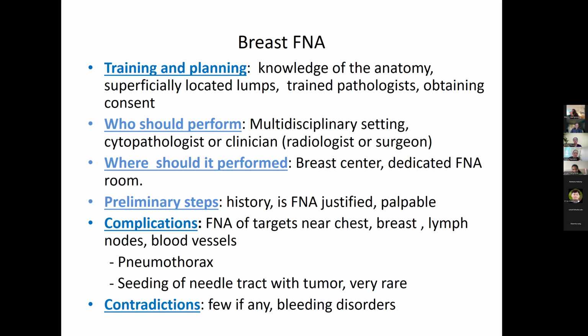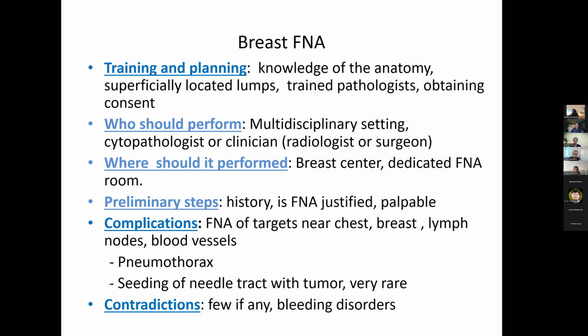So a lot has to go into obtaining and doing a breast FNA. You have to have sufficient training and planning. It has to happen much in advance. And basically, you should be able to have a very multidisciplinary setting with good imaging information and with a radiologist. And where can this be performed? It's a very simple process. So you could do it either at the breast center, a dedicated FNA clinic, or at the bedside, depending on what type of institution you are working at.